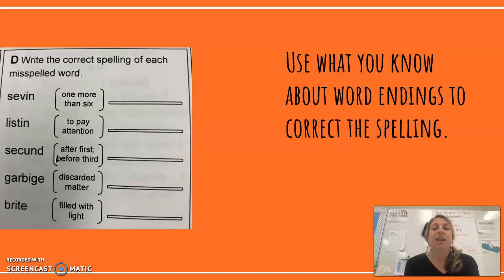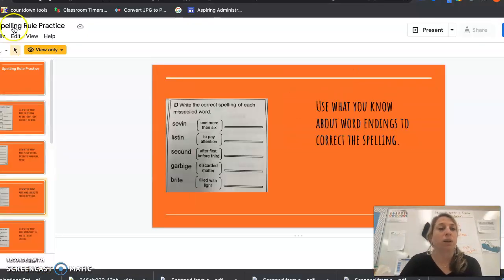Second, SECOND. Again, these are kinds of questions that you're going to see. They're going to ask you, should it end in a U-N-D or O-N-D? Who knows? Garbage, G-A-R-B-A-G-E. And bright is B-R-I-G-H-T. So those are some tricky endings that they would say change, and it would just change the I and the E. So that is all for today, and we're going to do some more tomorrow.